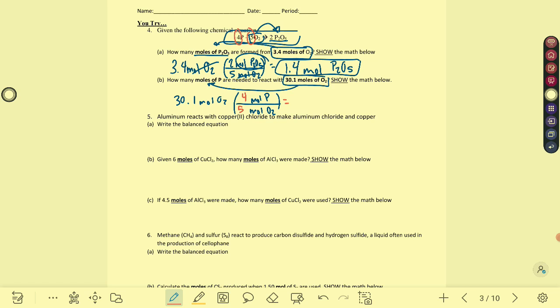So I'm just going to moles of phosphorus. That's what I am at. So I'm going to take 30.1 times 4, enter, divided by 5, enter, and I round my 24.08, I see on my calculator, to 2 sig figs, which gives me 24.1 moles of phosphorus, or 2.41 times 10 to the first.